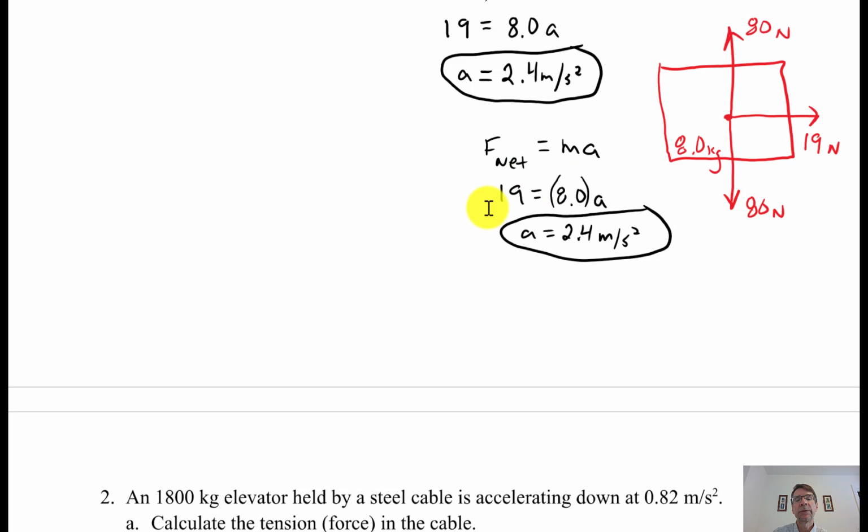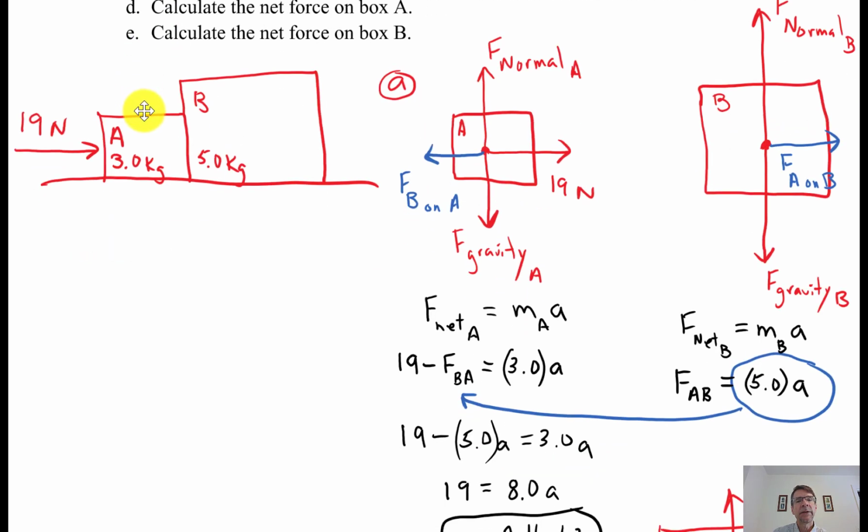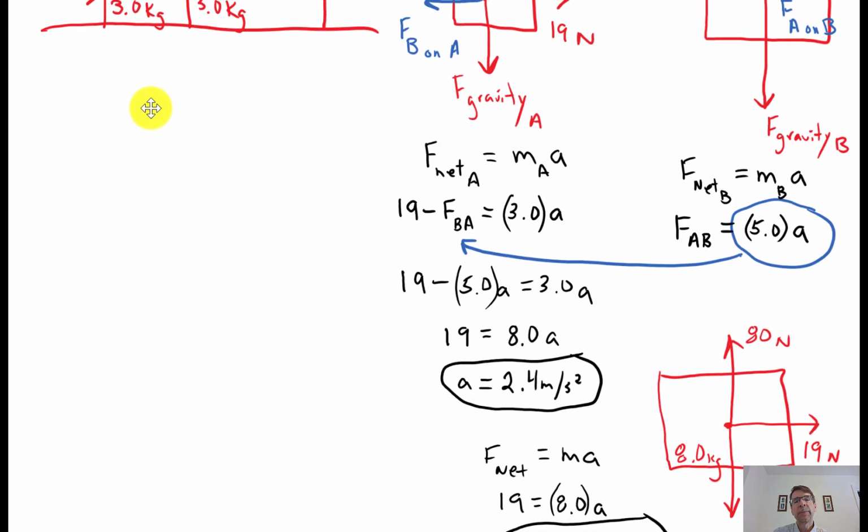Well, the net force here is 19 newtons, and the mass is 8. So there you go. That's your shortcut. So once you get used to these, there are some shortcuts. You can't always take the shortcut, but that is a shortcut. All right, now this problem also has more parts. We have to figure out actually the force between these two boxes. I think that's part C. The action-reaction force. That's that blue force, F sub BA, F sub AB.